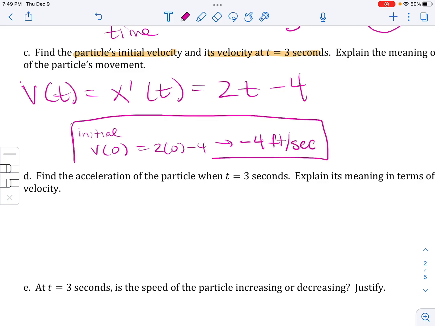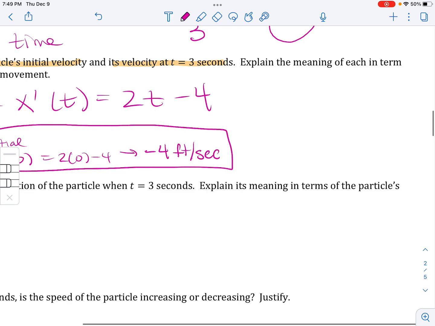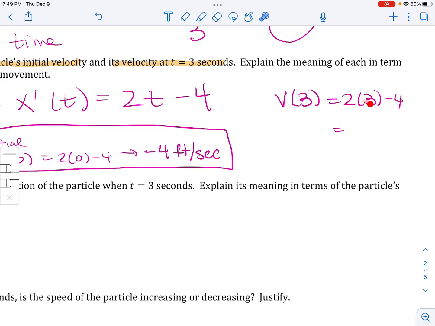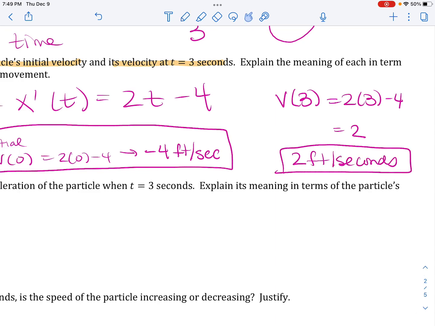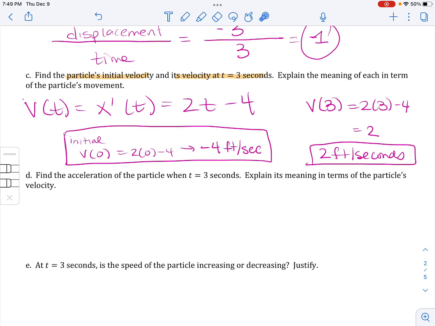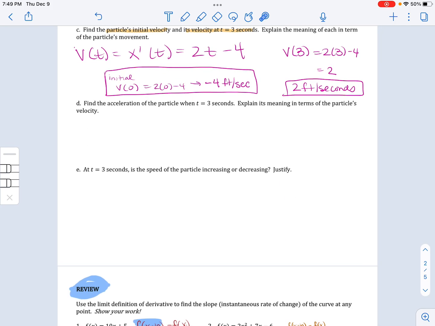There's my initial. And then at 3 seconds, I'm going to do the same thing. I'm just going to substitute in the equation all the t's with 3. 2 times 3 is 6 minus 4 is 2. So 2 feet per second. That's how much the speed is changing at that time. So we're losing 4 feet per second at the beginning, decreasing our speed by 4 feet per second, and then here we're gaining 2 feet per second.